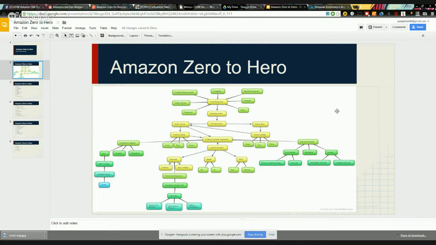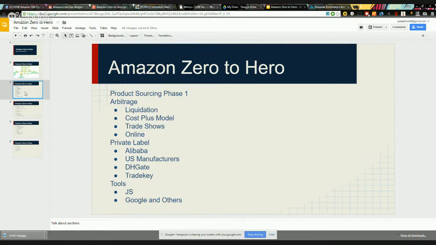So that's kind of what this whole Amazon Zero to Hero is about. And so today we're going to start it off with product research.